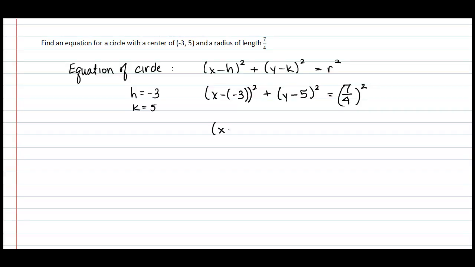Simplify your double negatives and your equation is going to be x plus 3 squared plus y minus 5 squared is equal to 49/16.